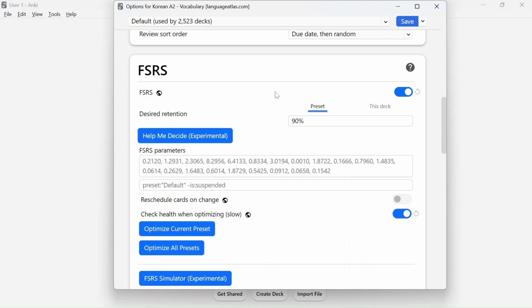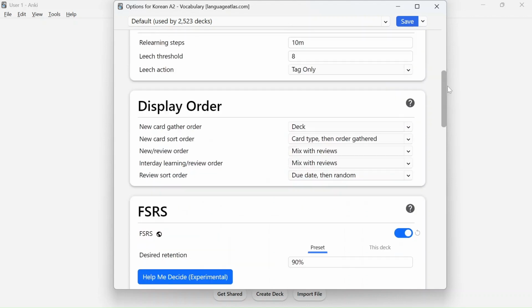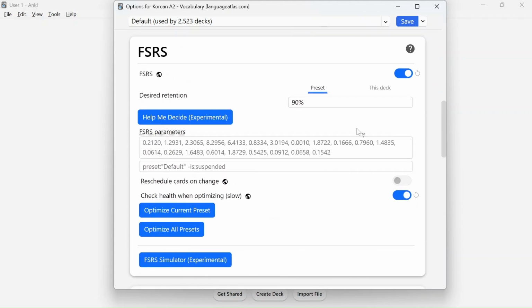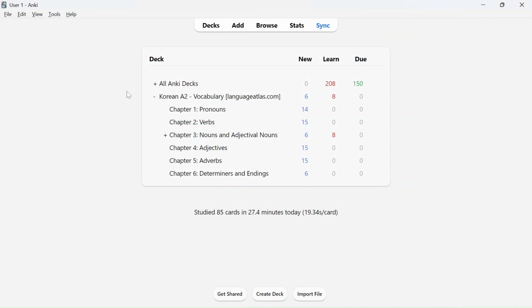So the algorithm essentially determines when you see which cards, and this algorithm knows a lot better when you need to see which cards, and this will help you improve your memorization. So I have it turned on, and for desired retention, I have 90%. So one more time, new cards per day, 15. Maximum reviews per day, 150. FSRS, I have it on, and desired retention, 90%. Click on Save, and that is it. That is what I wanted to show you for this video.